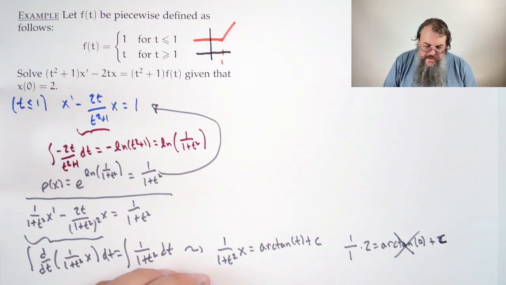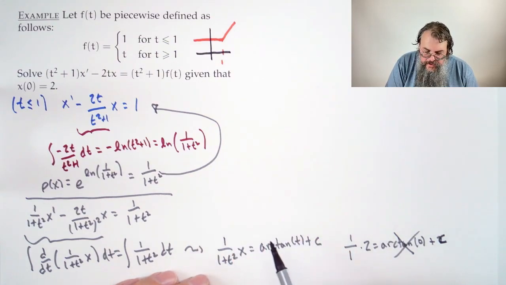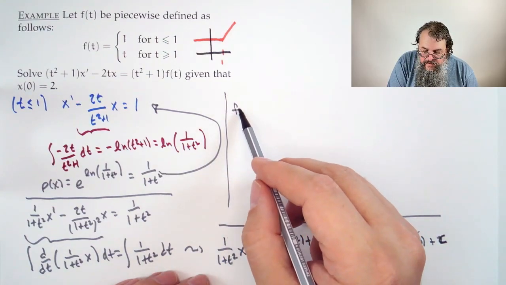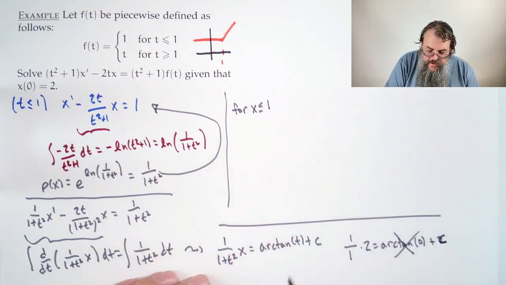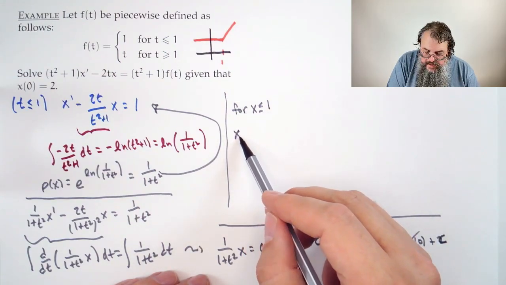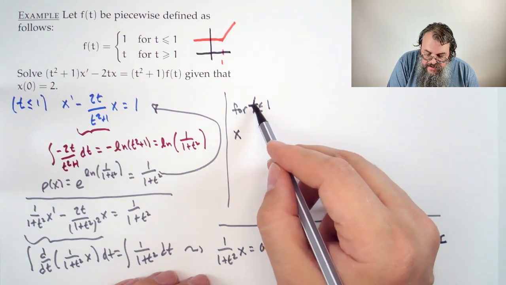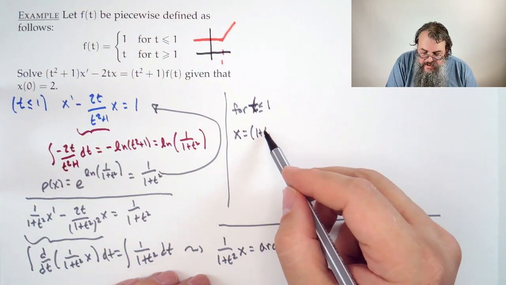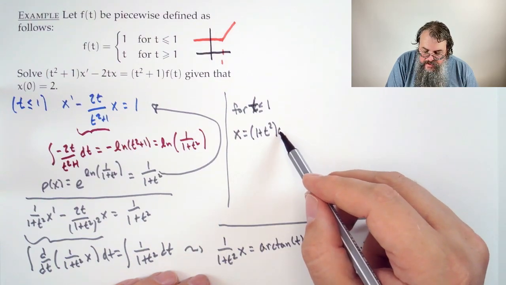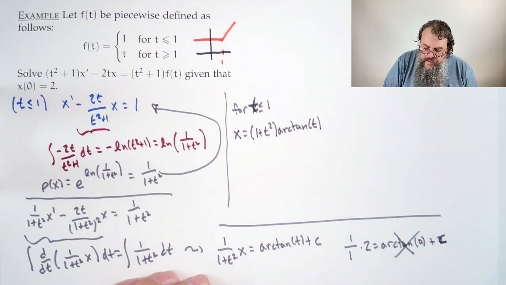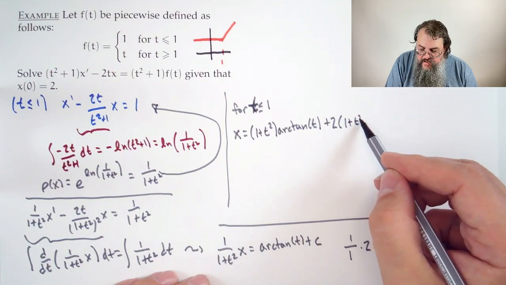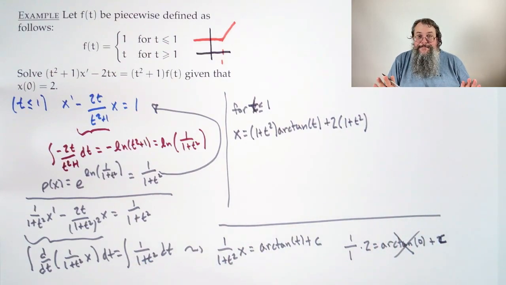Okay, so now we know what c is, and we can solve for x. So for t less than or equal to 1, x is 1 plus t squared times arctangent of t, and then plus 2 times 1 plus t squared. Okay, good. Pause and catch our breath.